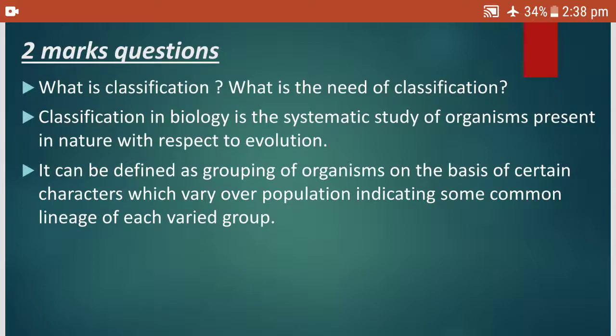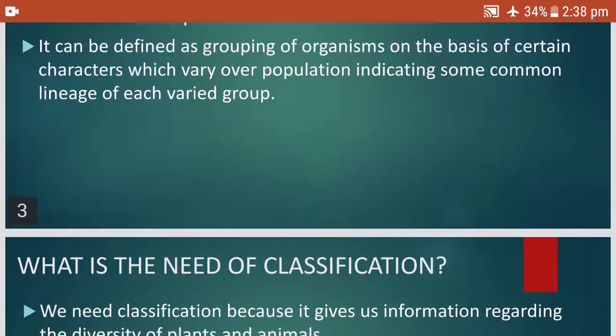Classification in biology is the systematic study of organisms present in nature with respect to evolution. It can also be defined as grouping of organisms on the basis of certain characters which vary over population, indicating some common lineage of each varied group. So you must know what is classification.